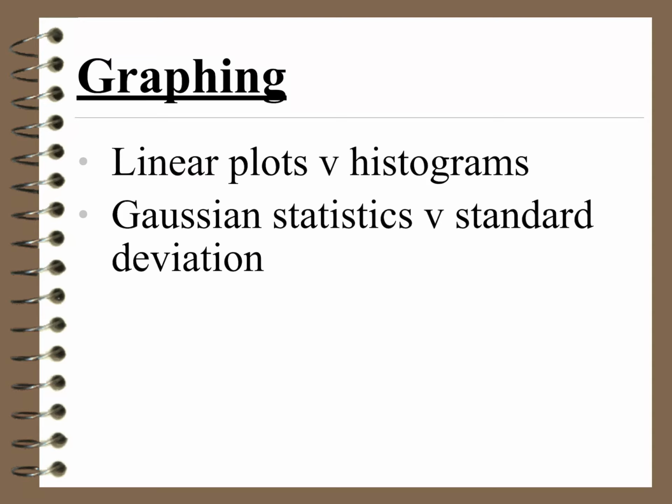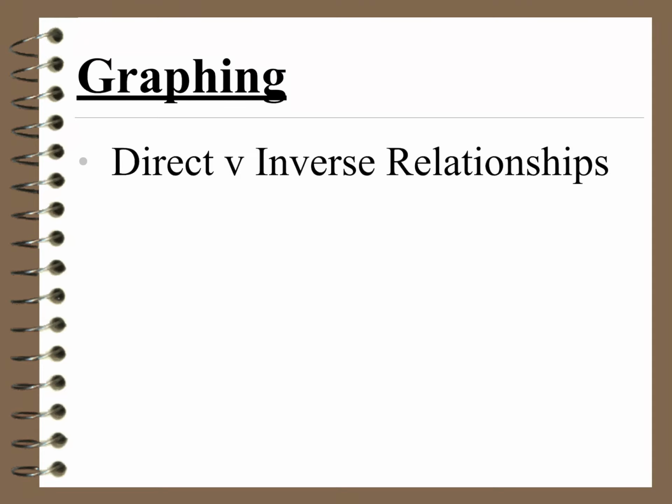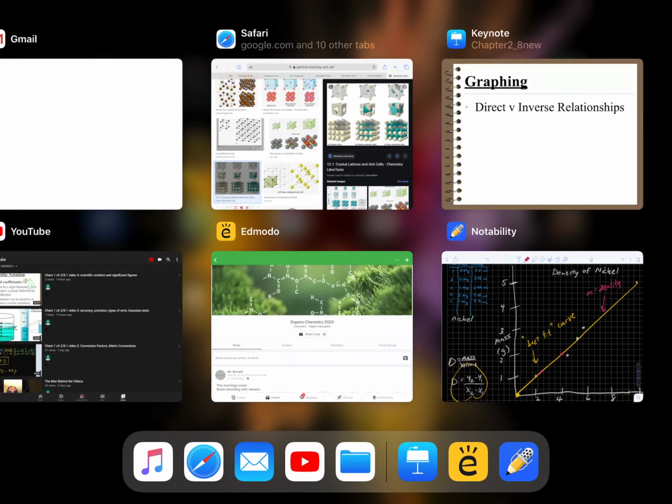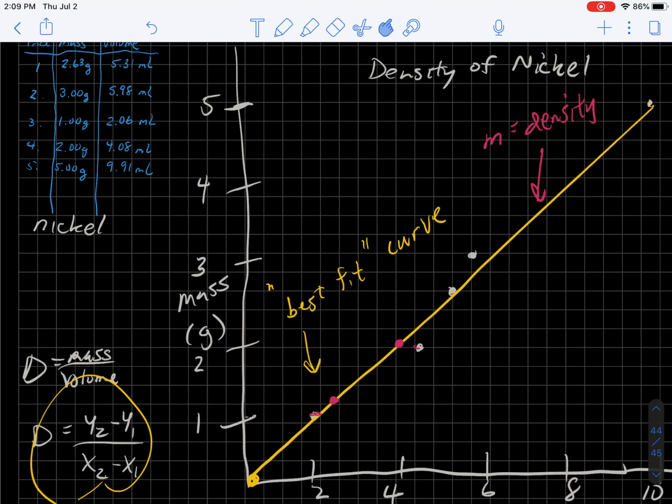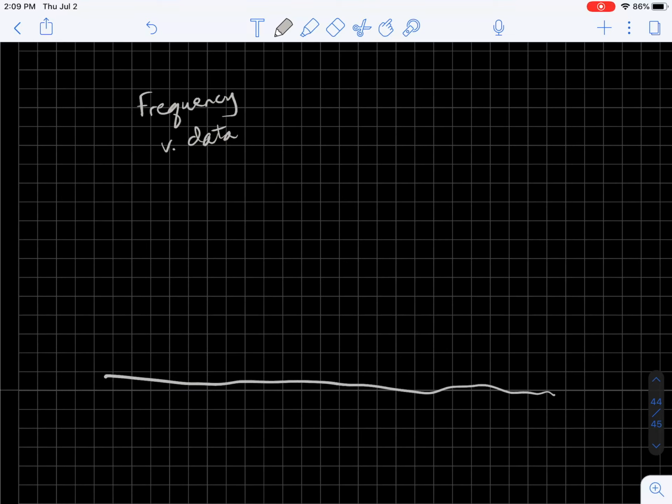All right, finally, linear plots versus histograms, and we already talked about Gaussian statistics and standard deviation the last time. And then I'm going to talk about direct and inverse relationships, and we are done. Okay, first of all, the difference between a histogram and a linear plot. A linear plot gives you that slope. A histogram, we're looking at frequency versus data. How often did that data occur?